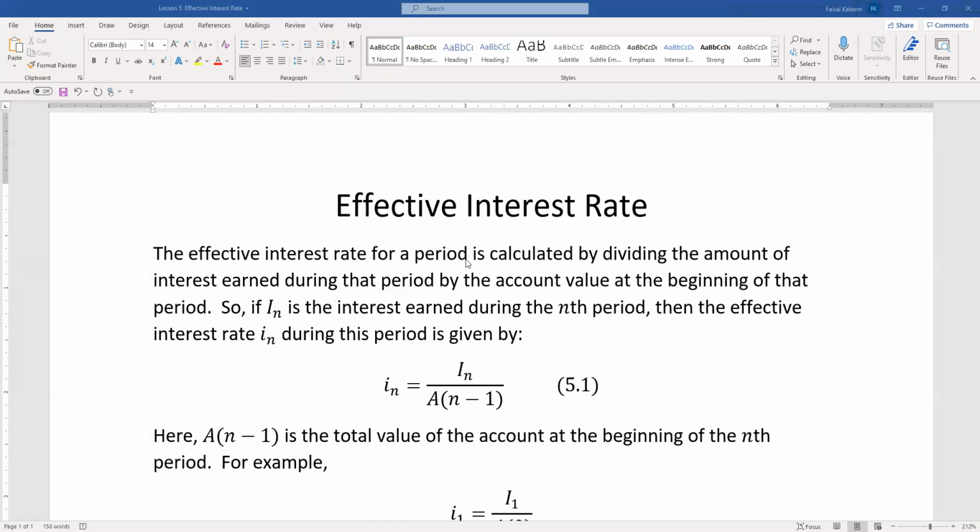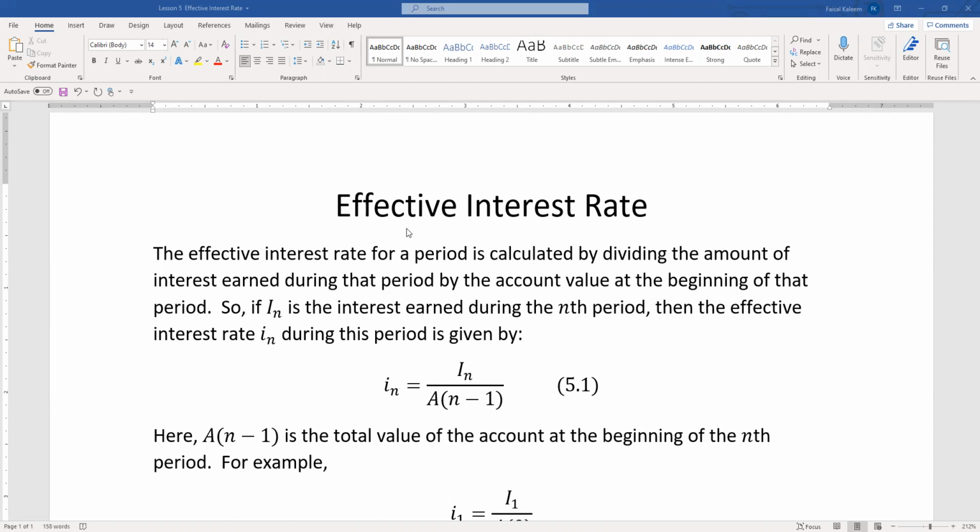Effective interest rate. Now, effective interest rate is a different idea from interest rate when we don't have the word effective before it. Because whenever we mention an interest rate, that interest rate applies over the entire period of your depositing money and collecting it. But effective interest rate is the interest rate over a certain period.